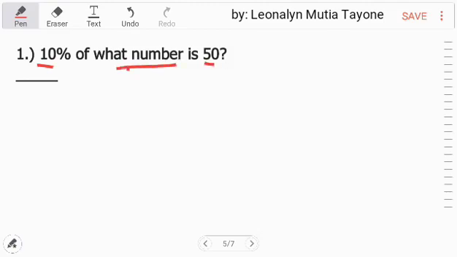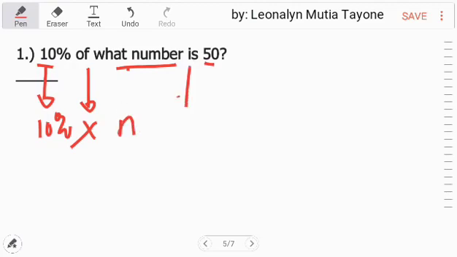Ang pinakasimpleng gawin mo, ang "of" ay multiplication. Of what number, let n be our number, or pwedeng x. Kahit anong gusto nyong gawin dyan, basta variables ang ilagay nyo dyan. So, let n be that number, ang "is" ay equal.